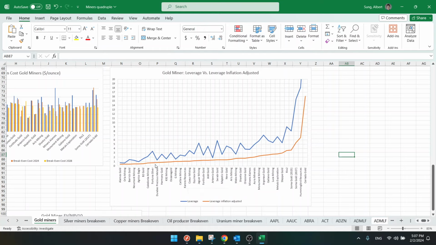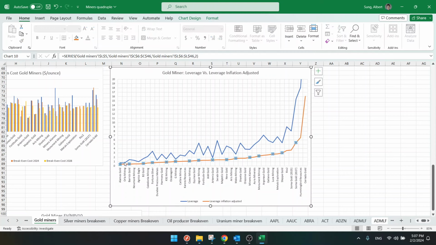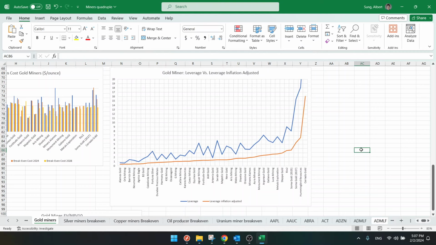And these ones you could just ignore because inflation adjusted leverage is below 1, so there's no reason to buy these. You can just buy gold instead. So that was the video. Think about this. Think about the inflation and what it means to the all-in sustaining cost. So buy high margin mines. That's important. High margin mines, low cost mines.